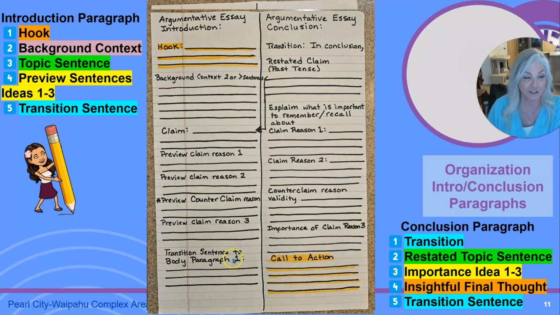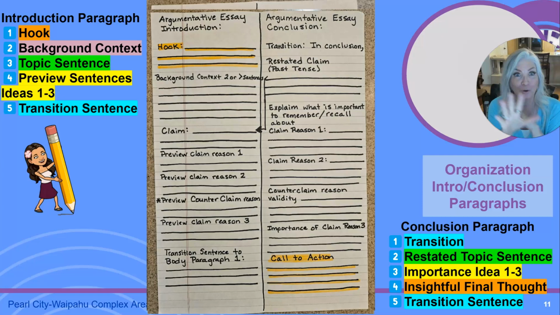And then you transition to body paragraph 1, and you can do that just by saying, let's take a look at cell phone usage as it appears in source 1, right? That way you're introducing it without introducing the claim, and then it doesn't sound redundant when you go into that first body paragraph.